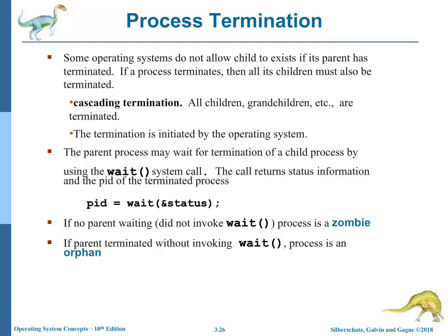Traditional Unix systems address this problem by assigning the init process as the new parent to orphan processes. As before, we see that init serves as the root of the process hierarchy in Unix systems. The init process periodically invokes the wait system call, thereby allowing the exit status of any orphan process to be collected and releasing the orphan's process identifier and process table entry.